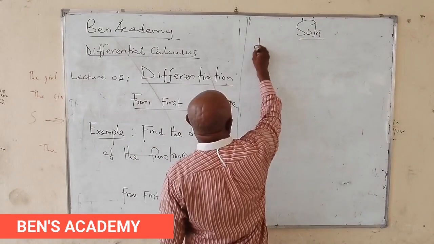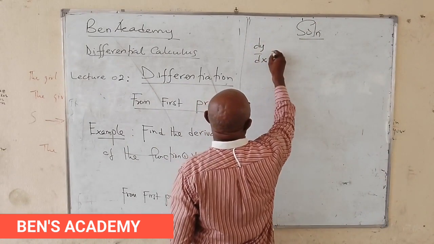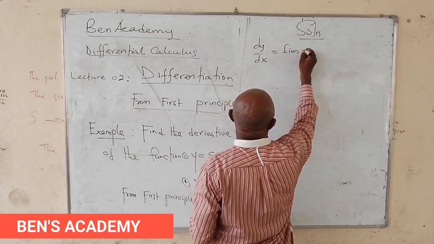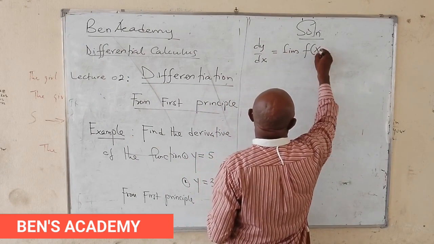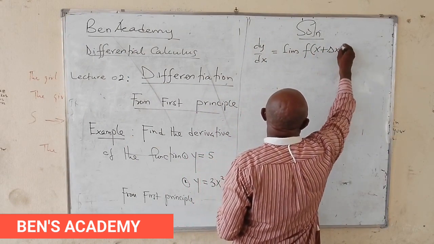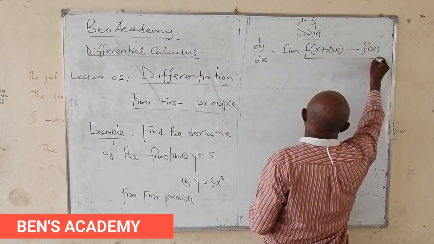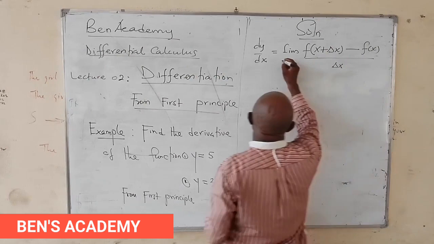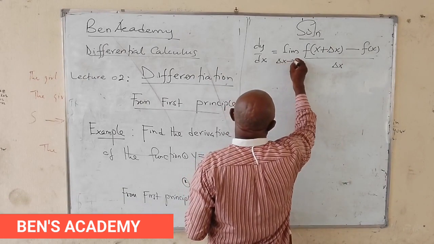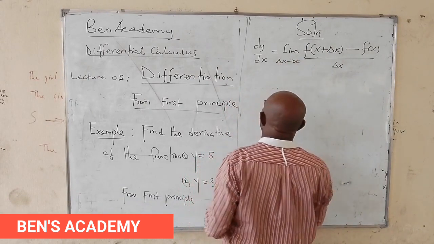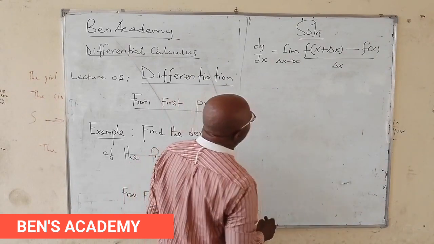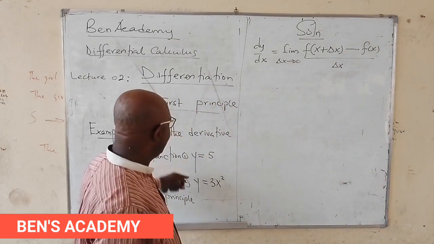And it states that dy/dx is equal to the limit of f of x plus change in x minus f of x, all over change in x, as change in x approaches 0. So by the steps which I have outlined, we will now solve the first problem.